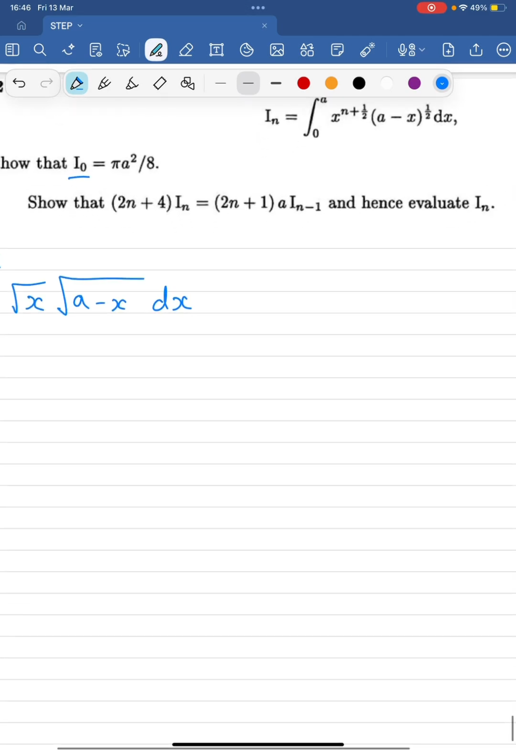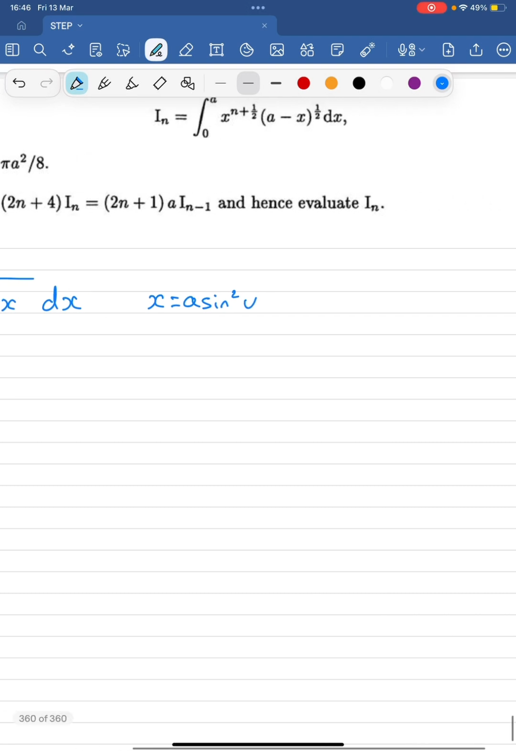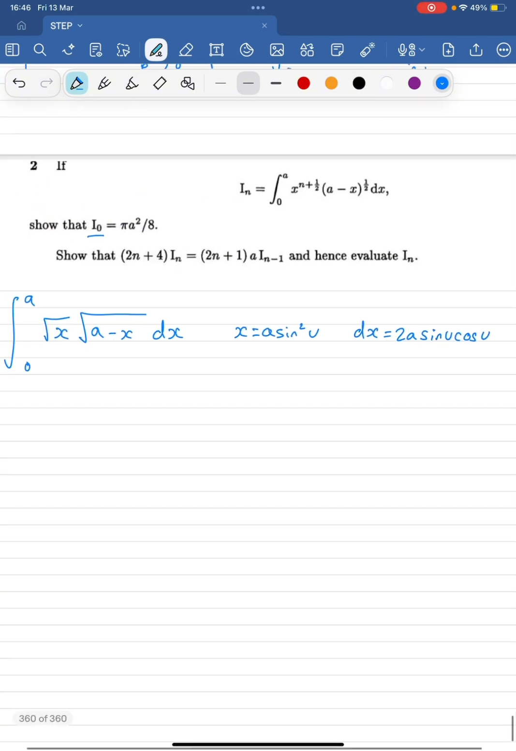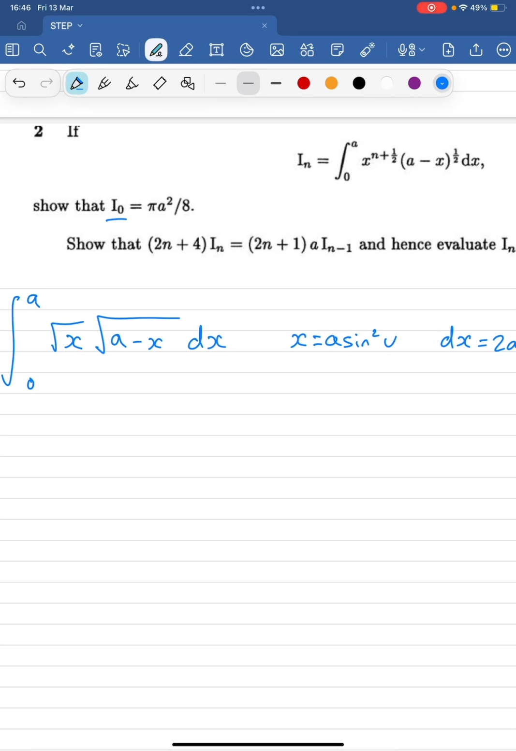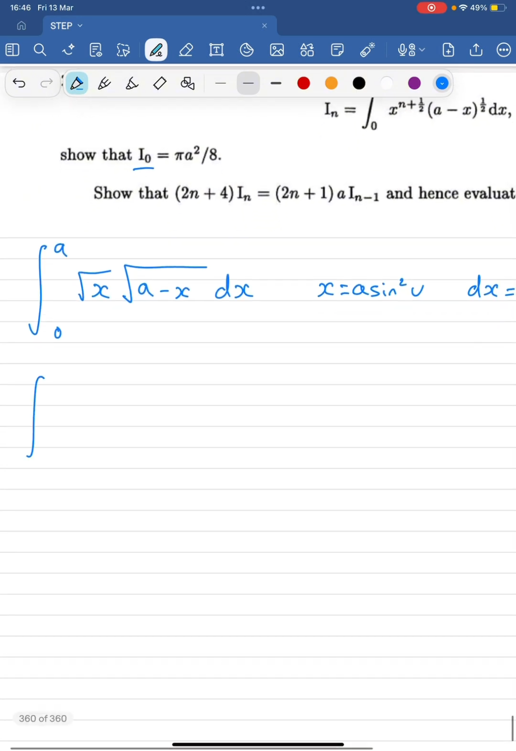So I'm going to do x is a sine squared theta. That should work. So then dx is 2a sine u cos u. The bounds: the upper bound, when x is a, we have sine squared u is 1, so sine u is 1, so u is just pi over 2. So the upper bound is pi over 2, and the lower bound is, of course, just 0.